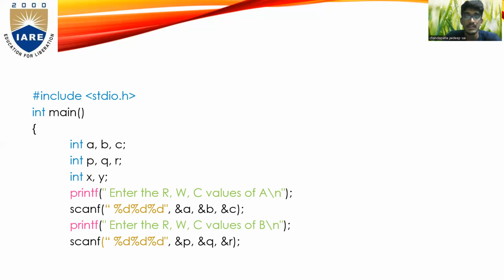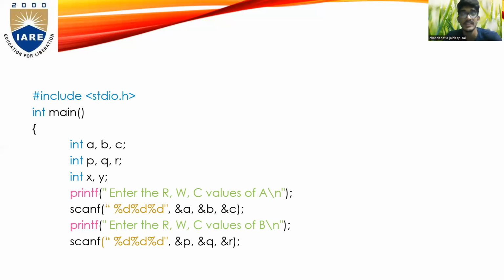So we have to type int a, b, c, and we have to put the semicolon after the ending of each line. So we are writing the code as int a, b, c, because a is integer, b is integer, and c is also integer.